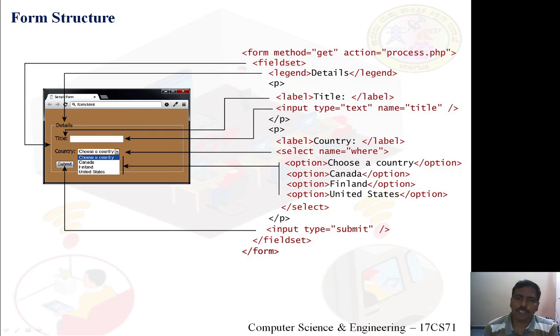One more thing in this slide: in this code fragment, for the text box following the label title, I have given the name title. For the drop down menu following the label country, I have given the name where. I am going to make use of this in the next slides. So, the text box following the label title is named title, and the drop down menu following the label country is named where. So we'll proceed.